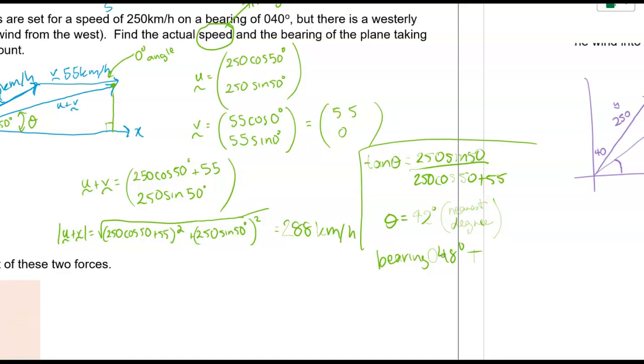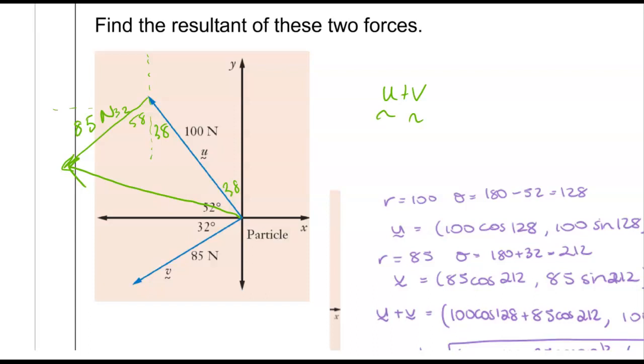Okay, let's do the next one. This takes a little bit of thinking. We want to find the resultant force of these two vectors. We've got a vector called vector u, which is 100 newtons and makes an angle of 52 degrees with the negative x-axis, and vector v, which is 85 newtons, making an angle of 32 degrees below that x-axis. But remembering what it actually means when we're finding our vectors, we want to look at the angle that starts at the positive x-axis and moves around.